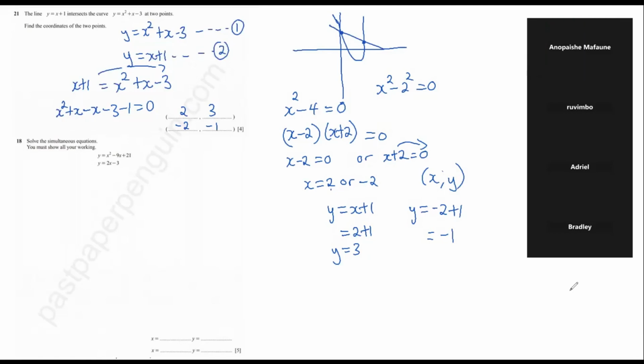I didn't really get why it became x plus 1 is equal to x squared plus x minus 3. Okay. So we have equation 1 and equation 2. Both equations are saying y is equal to something, so we just equate them. Then we solve for x.